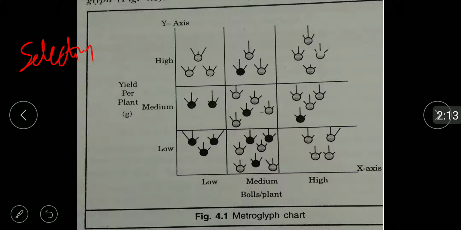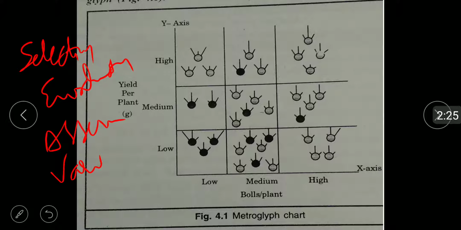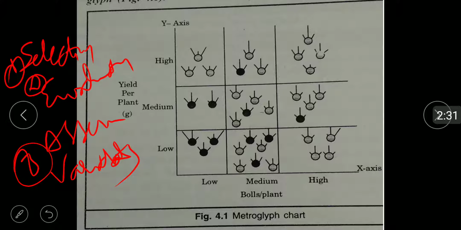The second step is evaluation, and the third is assessment of variability. First one selection, second one evaluation, third one assessment of variability.